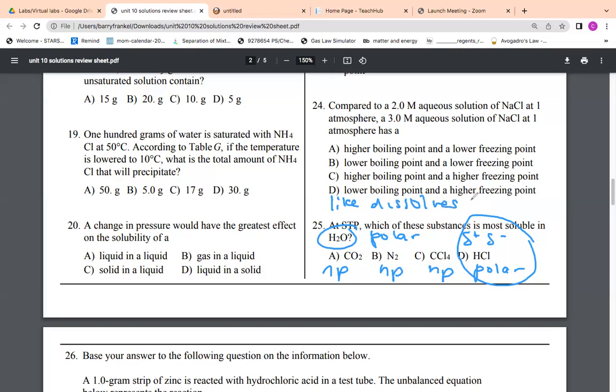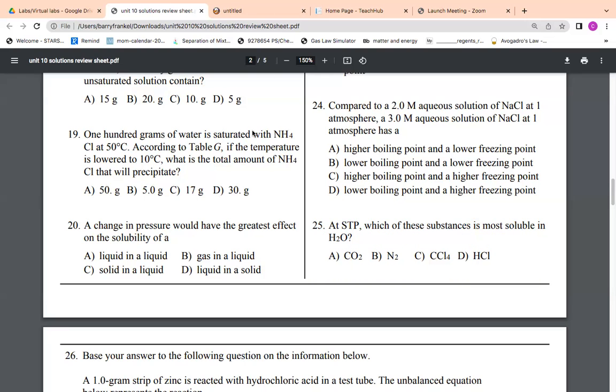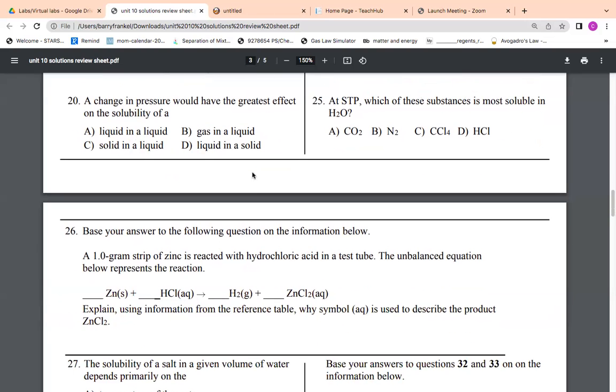So that means that things that are polar dissolve well in other things that are polar. Things that are nonpolar do well dissolving in other things that are nonpolar. But polar and nonpolar, they don't get along. Okay. All right. Number 26.